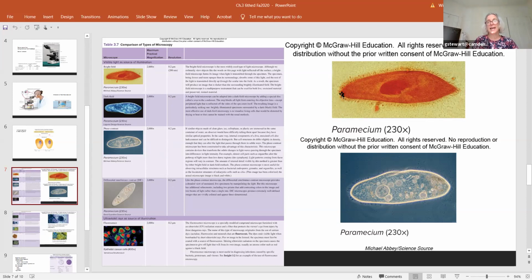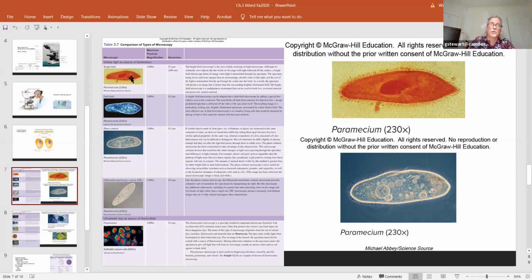This is a picture of a paramecium, which is a protist covered with cilia. You may remember them from Bio 1. And this is stained because on a bright field microscope, the field of view is bright. When you look in there, it's a bright white background. If you put something clear on a bright white background, you can't see anything. That's why we have to stain them.